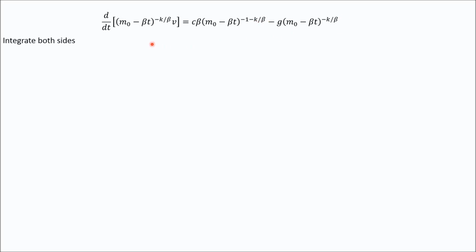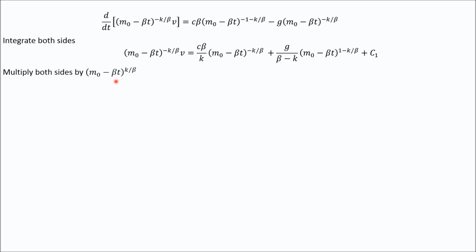We'll integrate both sides. The integral of a derivative is just the thing that was inside. And on the right-hand side, it basically amounts to a u substitution of u equals m naught minus beta t. When we integrate both sides with respect to t, it's just the u substitution, and then the power rule allows us to go from here to what you see here. And here's my constant of integration.